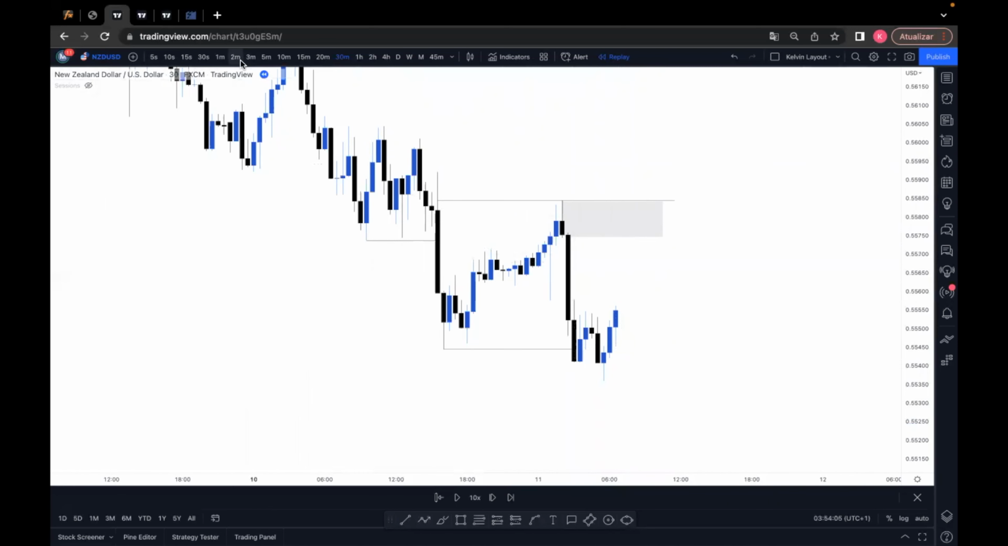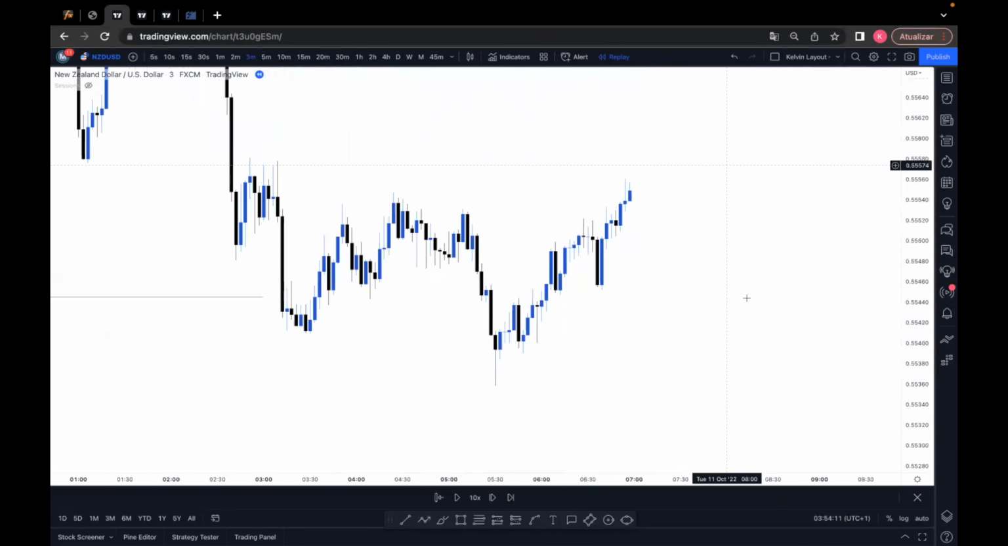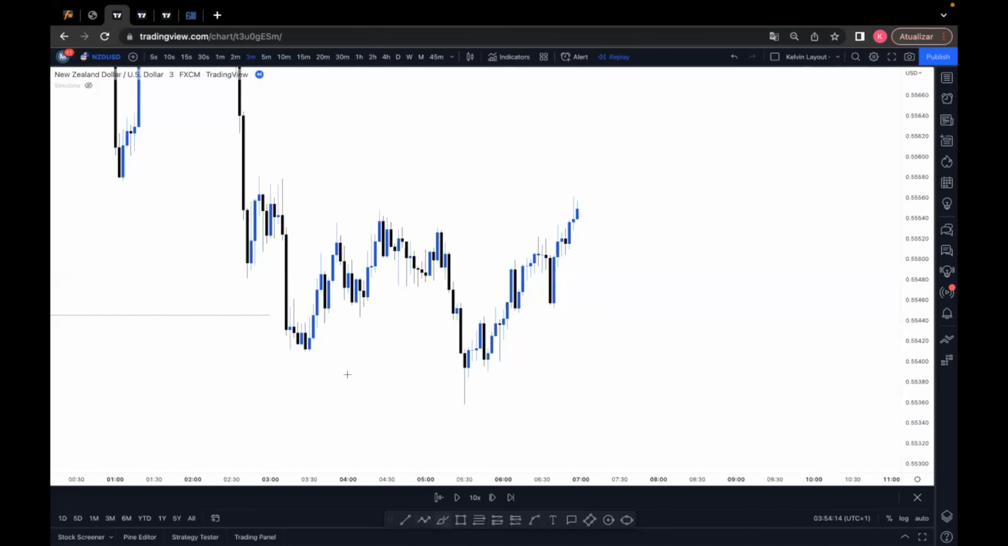So let's drop down to a lower time frame, such as 3 minutes, and let's just read structure, okay? When it comes to structure, we can see that we have this low, we have this high, we have this low, and we have this high. This is the swing structure. We're just marking swing structures, okay? So we have this low.